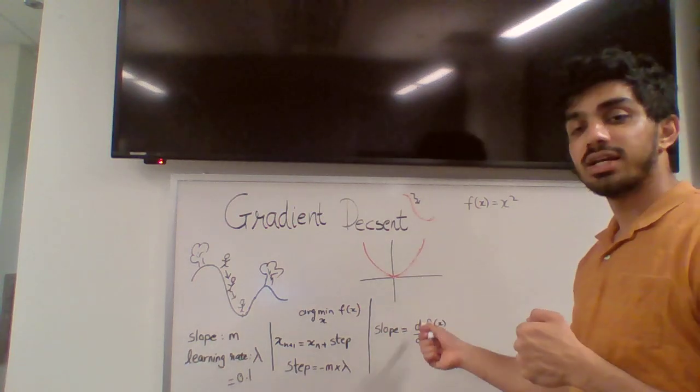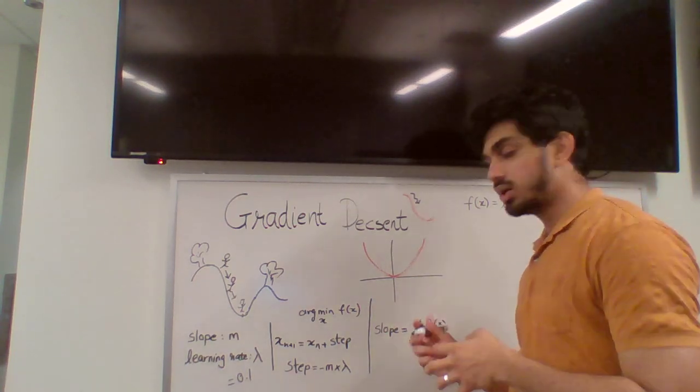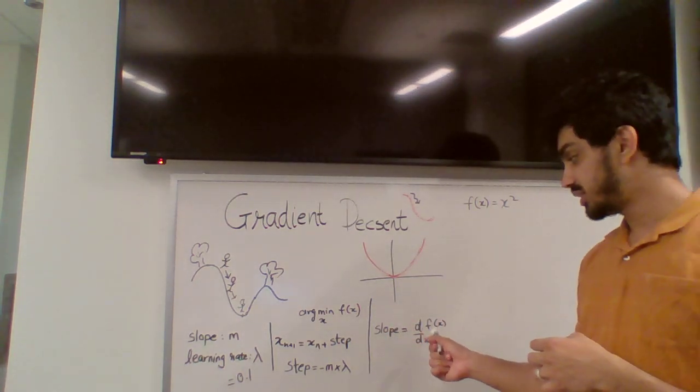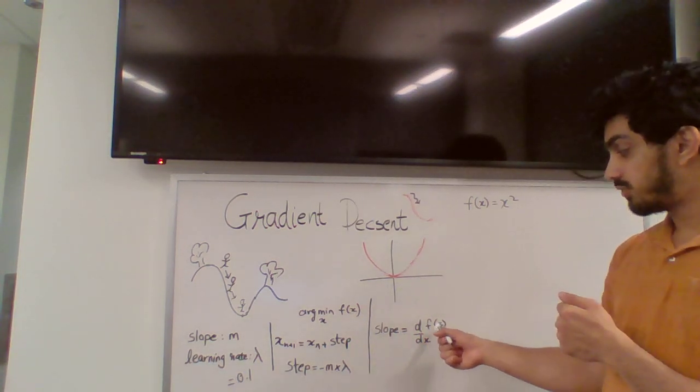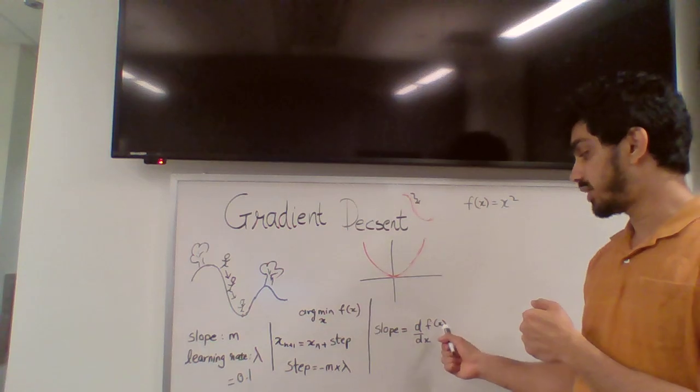As you might have all learned in a calculus class, the slope of any function is nothing but the differentiation of it or the derivative of it. In our case, d by dx of f of x.